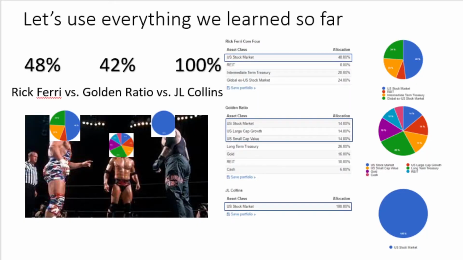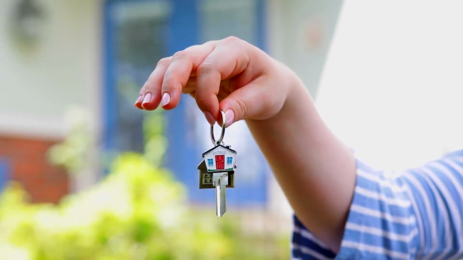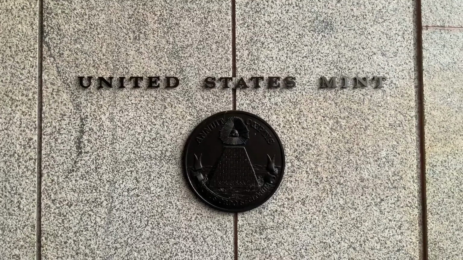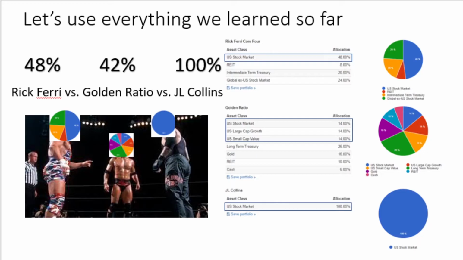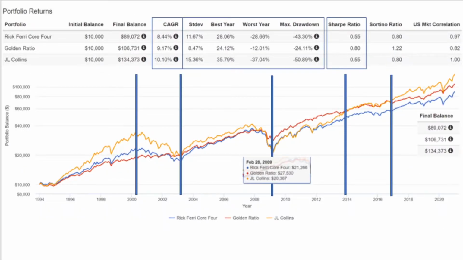So yung ibang components ni Rick Ferry is may REITs, may US intermediate term treasuries, at saka may global stock market, no? So hindi lang pala 48, may plus 24% pa. So mas mataas yung stock component ni Rick Ferry. So 72%. Okay, so assessing, backtesting yung tatlong portfolio, no?